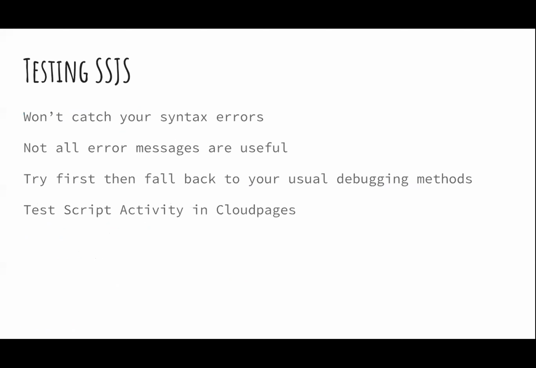What the TryCatch block won't do is catch your syntax errors. If you've got malformed syntax, it won't catch that. It'll just throw a 500 at you. So that's not fun. And again, not all the error messages are useful. I've had experiences where it's completely misleading, but at least something's better than nothing, right? So hopefully you can get to your debugging. So try that first, pardon the pun. So TryCatch block, and then fall back to the usual debugging methods.